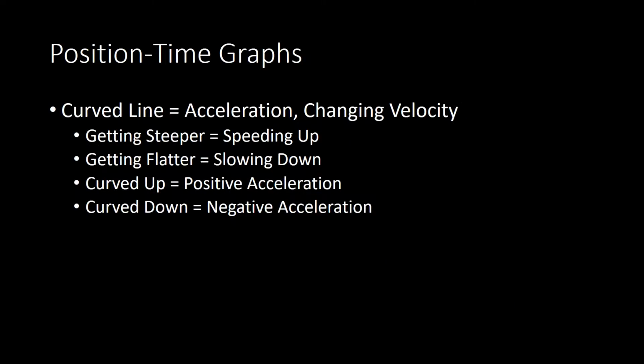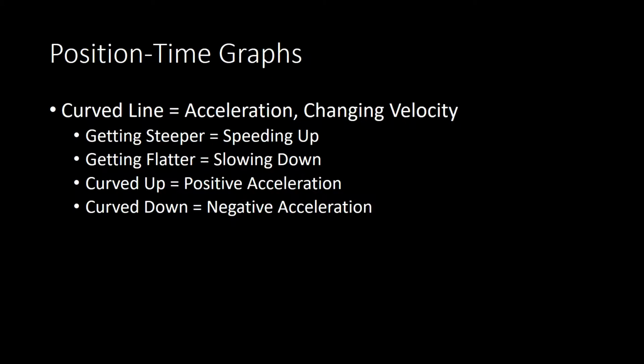On a position time graph, a curved line, which we didn't see on the previous one, means that the object is accelerating or changing velocity because the velocity is no longer constant, it's changing at a different rate. So if that line is getting steeper, it's speeding up. If it's getting flatter, it's slowing down. If it's curved up, it's positive acceleration. If it's curved down, it's negative acceleration.